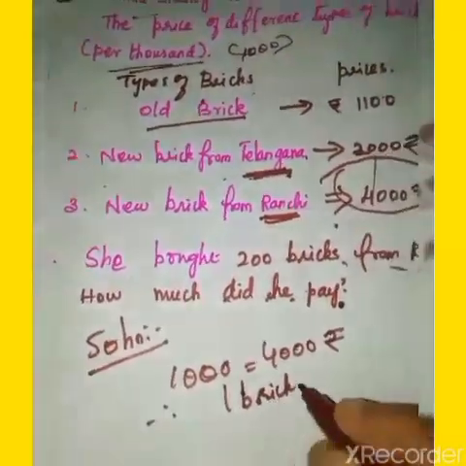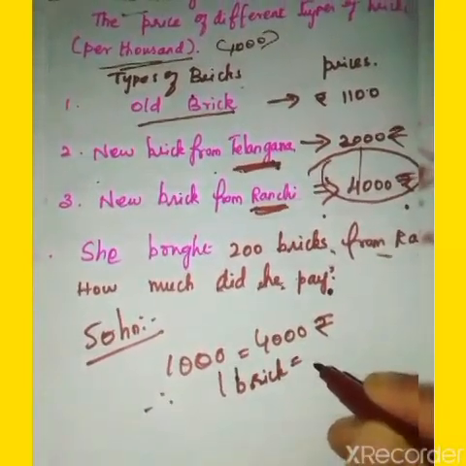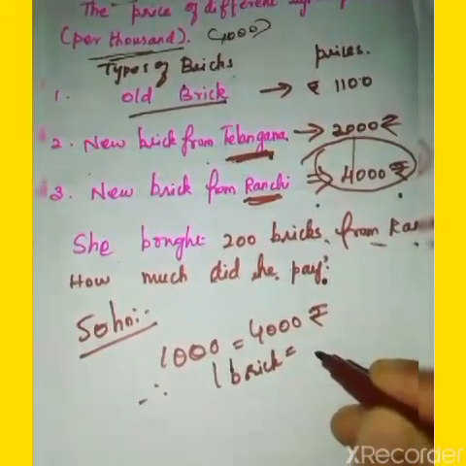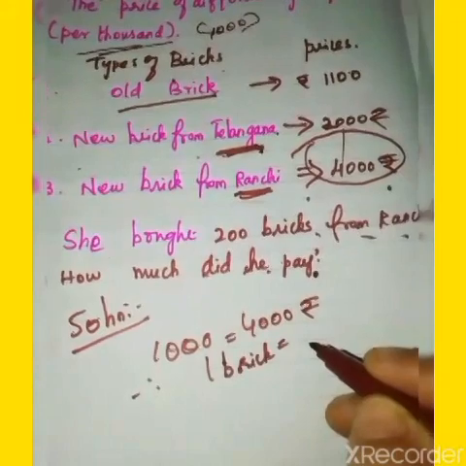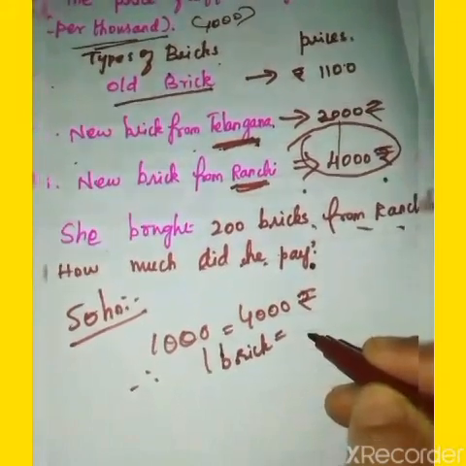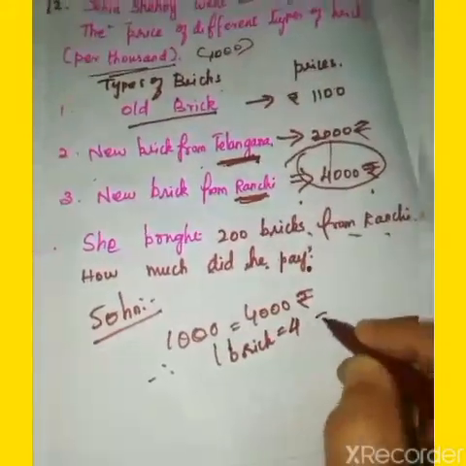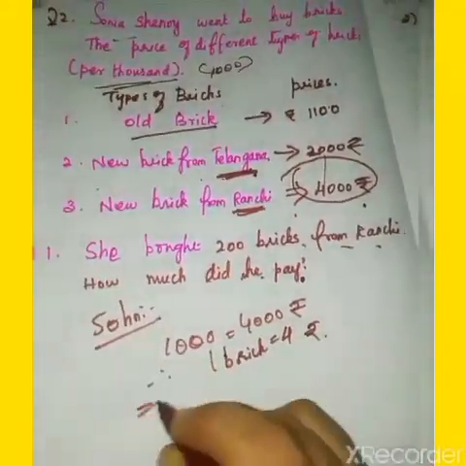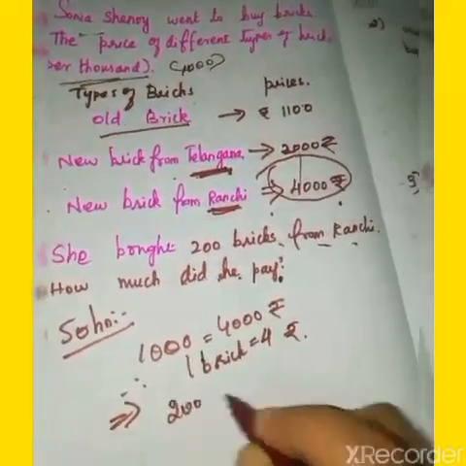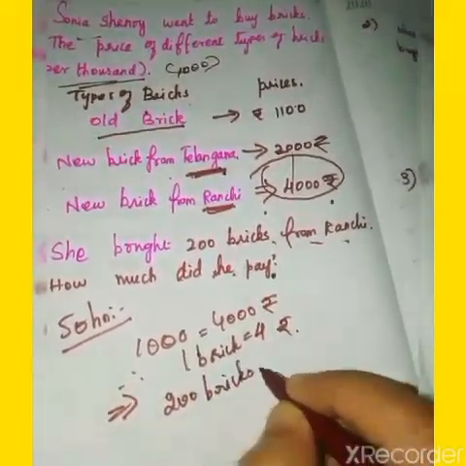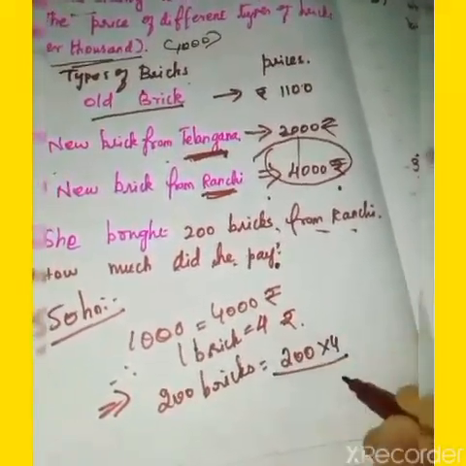What is the value of one brick? You have to find this out. So for 1000 bricks, it should be 4000. What is the value of one brick? That you should know. What is the brick value? Yes, one brick value is 4 rupees. Now you can easily find out the value of 200 bricks. You have to multiply 200 into 4.